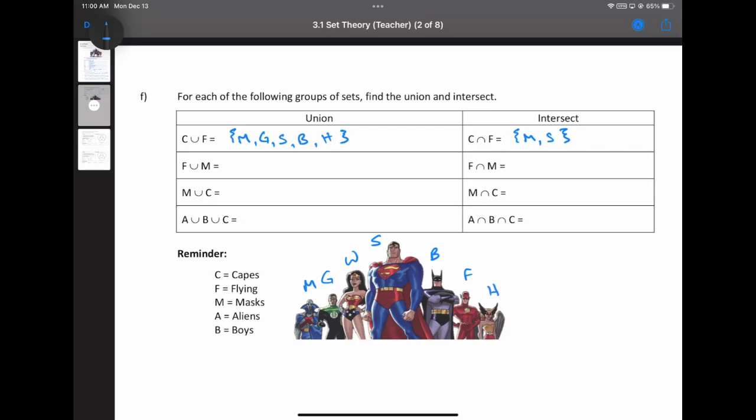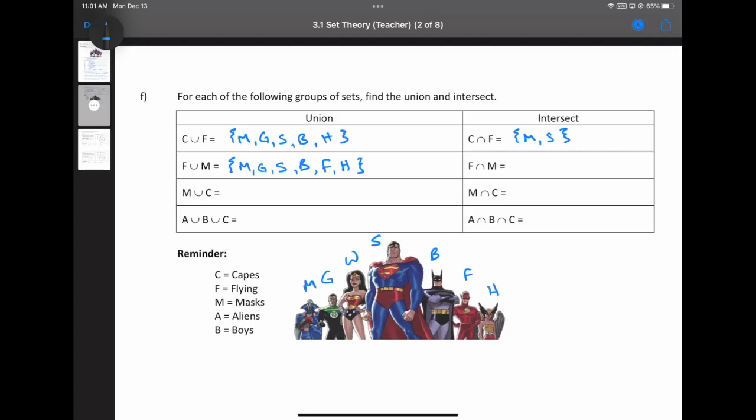Let's continue on. So F union M. F and M are flying and masks. So which characters meet one of those criteria? At least one of those criteria. Martian Manhunter flies. Green Lantern flies. Wonder Woman does not meet either criteria. Superman flies. Batman has a mask. Flash has a mask. Hawkgirl does both.